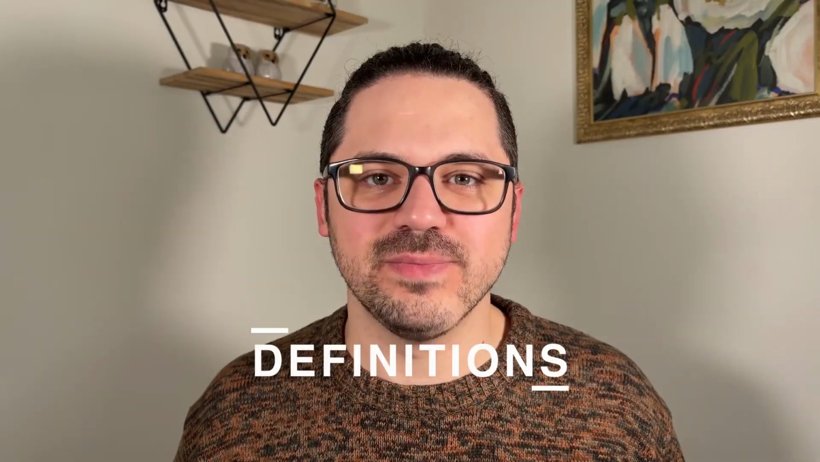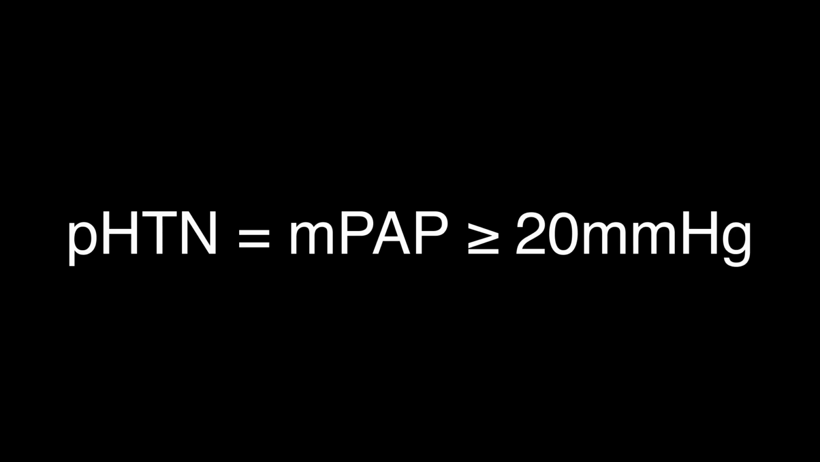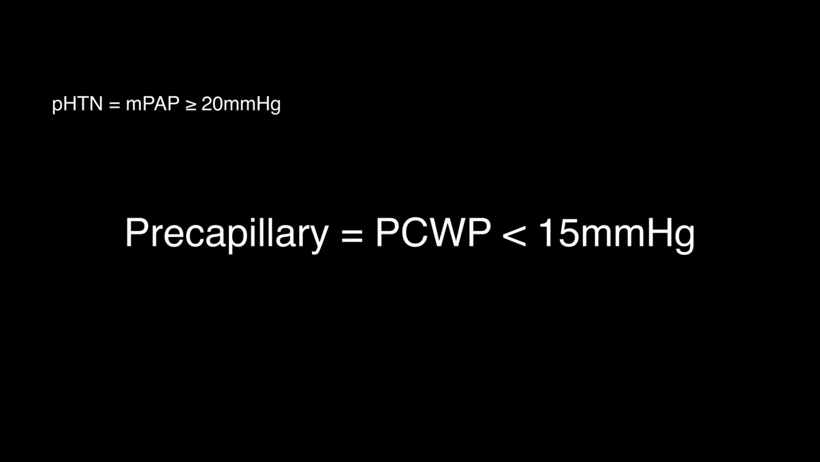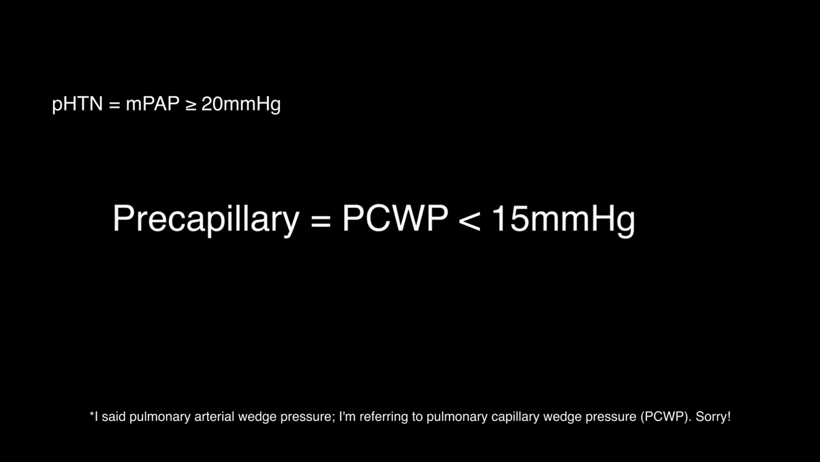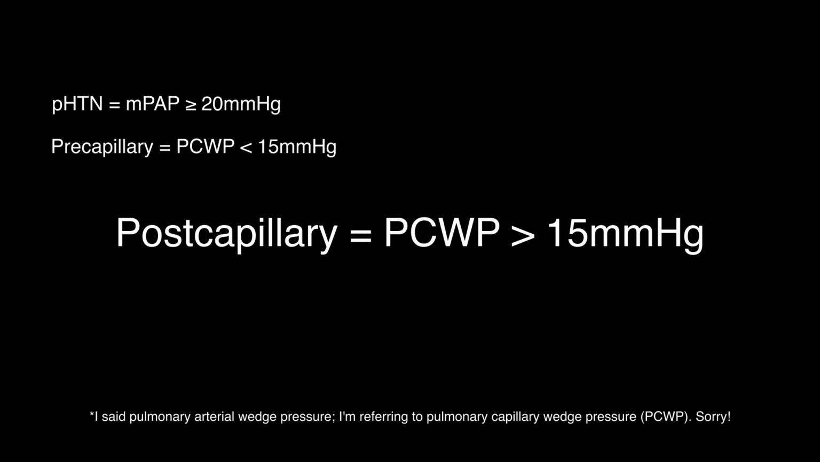Let's quickly go over some definitions. Pulmonary hypertension is, by definition, mean pulmonary arterial pressure greater than or equal to 20 millimeters of mercury at rest. This is diagnosed on right heart cath, which will get these measurements. We'll talk about that later. Precapillary pulmonary hypertension is a pulmonary arterial wedge pressure less than or equal to 15 millimeters of mercury. Post-capillary pulmonary hypertension is the same thing but greater than 15.